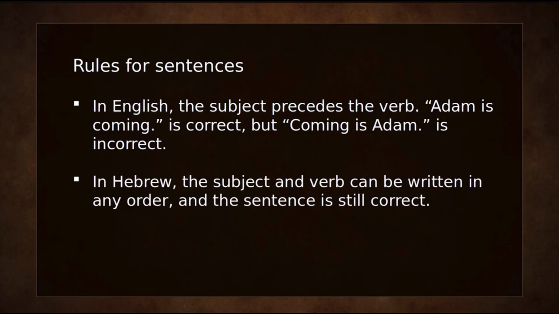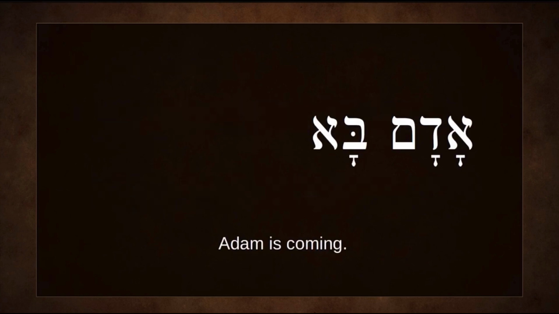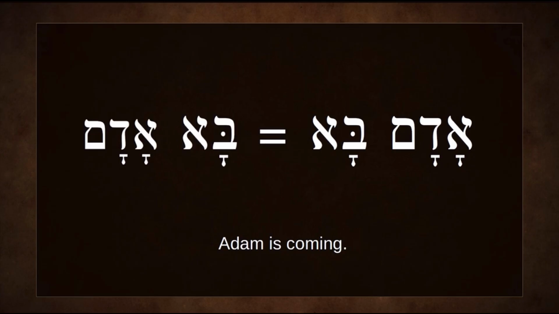However, in Hebrew, the subject does not have to come before the verb. The order of the words is actually flexible. So in our example sentence, we have written our subject first and our verb second. Adam ba. But we could just as easily write our verb first and our subject second. We could write ba Adam, and our sentence would still mean exactly the same thing. In Hebrew, the subject and verb can be written in any order.